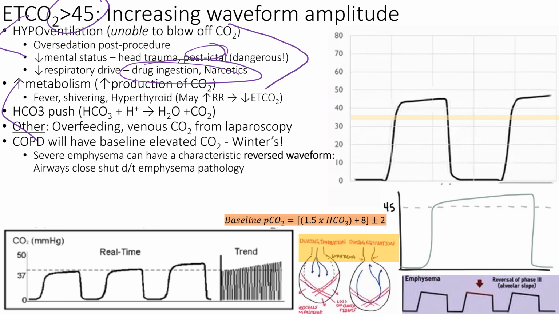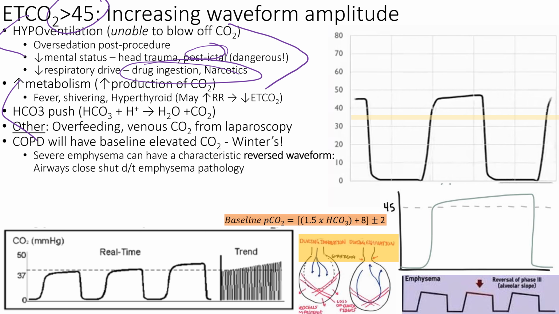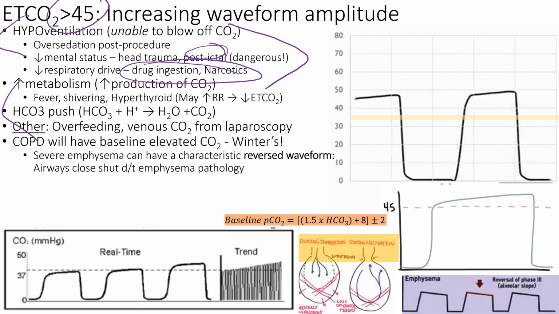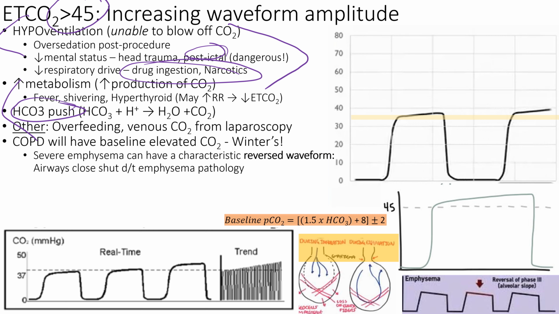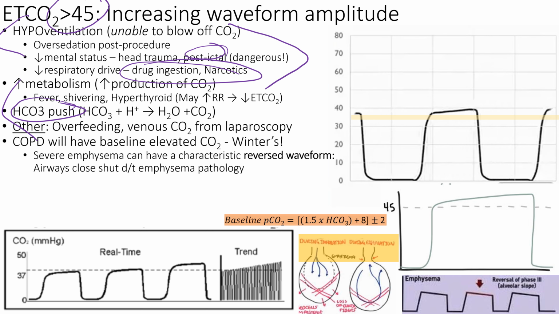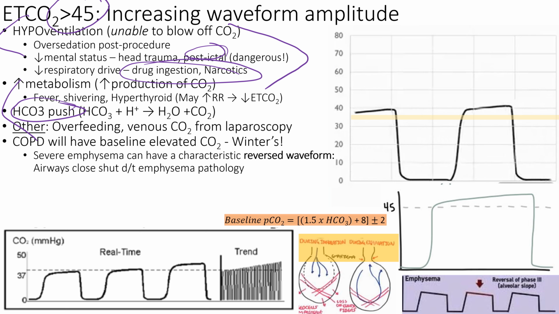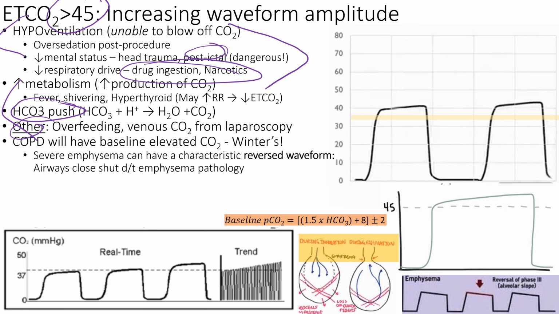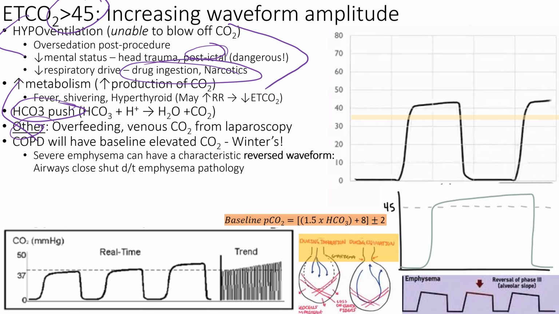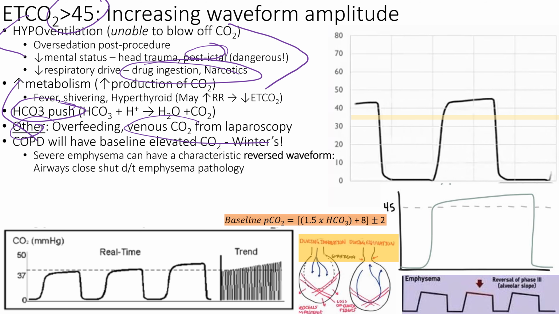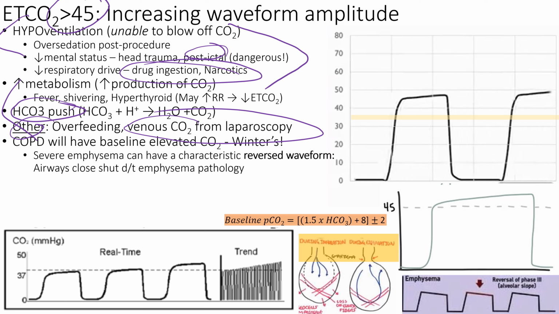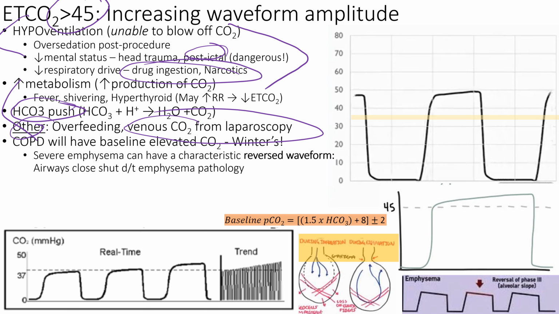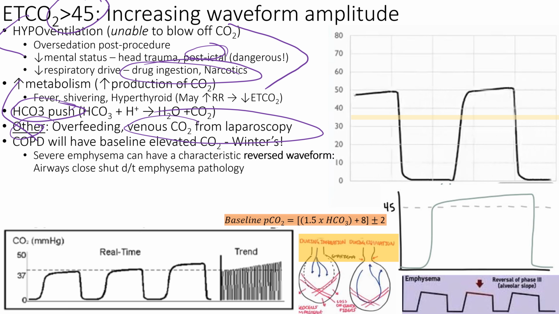Okay, increased metabolism. That will increase your production of CO2 just independently on its own, like a hyperthyroid patient. A bicarb push we mentioned, it just produces CO2, and then you're going to blow it out, right? And then we have other reasons like overfeeding that could cause a rise in CO2, right? Sometimes they come back post-op ex-lap. They inject CO2 gas into the belly so they can see what they're doing. And post-op, you might see the CO2 go up because of that reason.